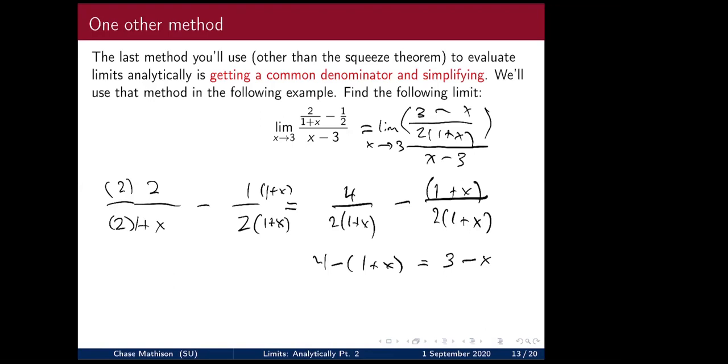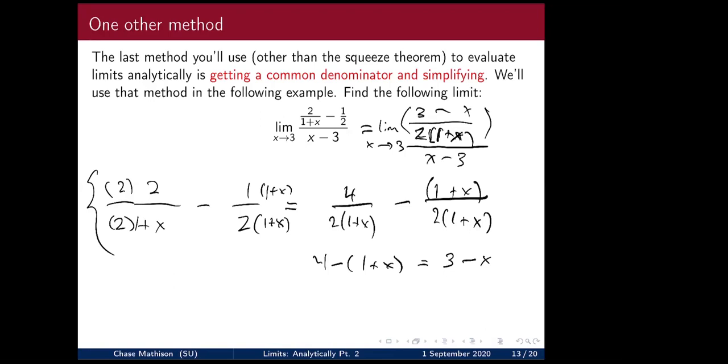What's the denominator in the top? The denominator in the top is 2 times 1 plus x. This work right here was to find what the top simplifies to. So this is, yeah, 2 times 1 plus x.